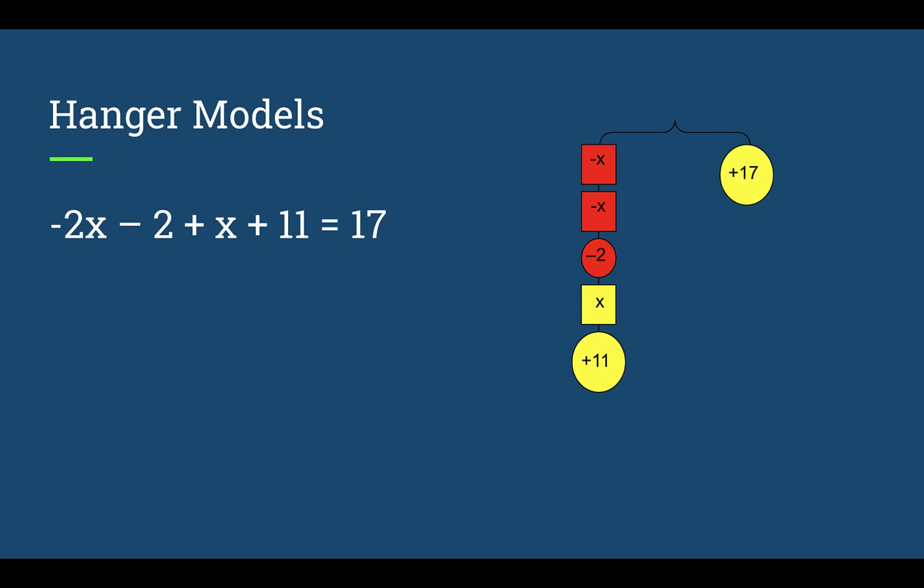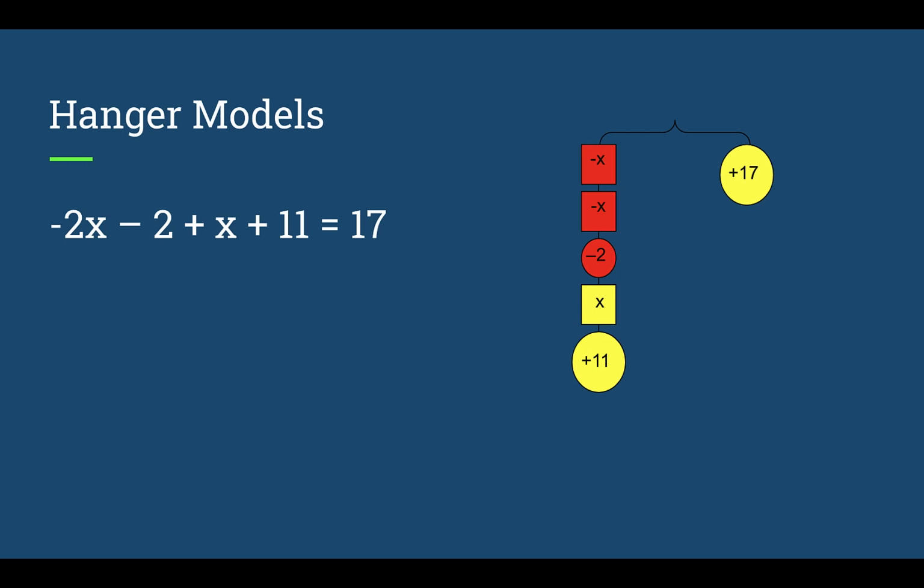Okay, I have negative 2x minus 2 plus x plus 11 equals 17. So on one side of the hanger, I have my negative 2x's. I drew them separately. I have a minus 2, a positive x, and positive 11. And then on the right side, I have positive 17.